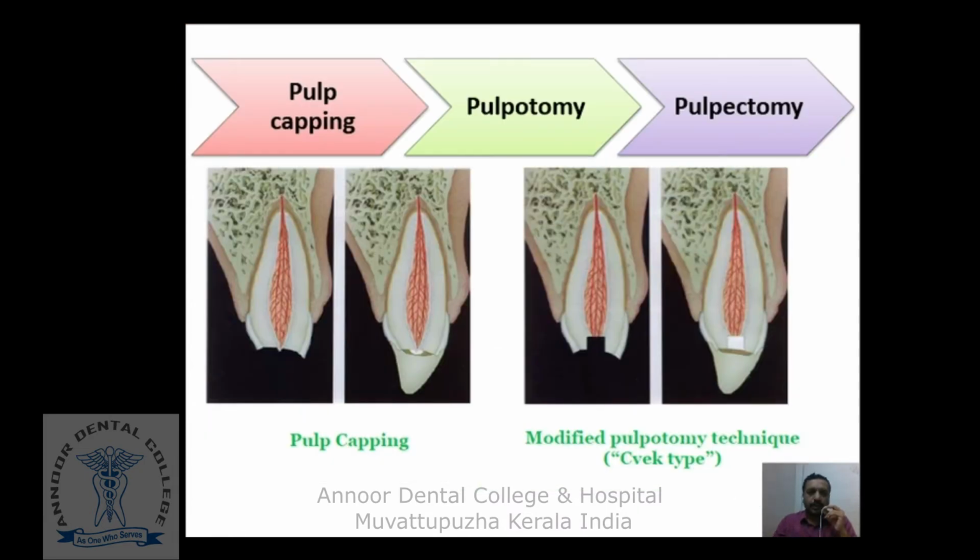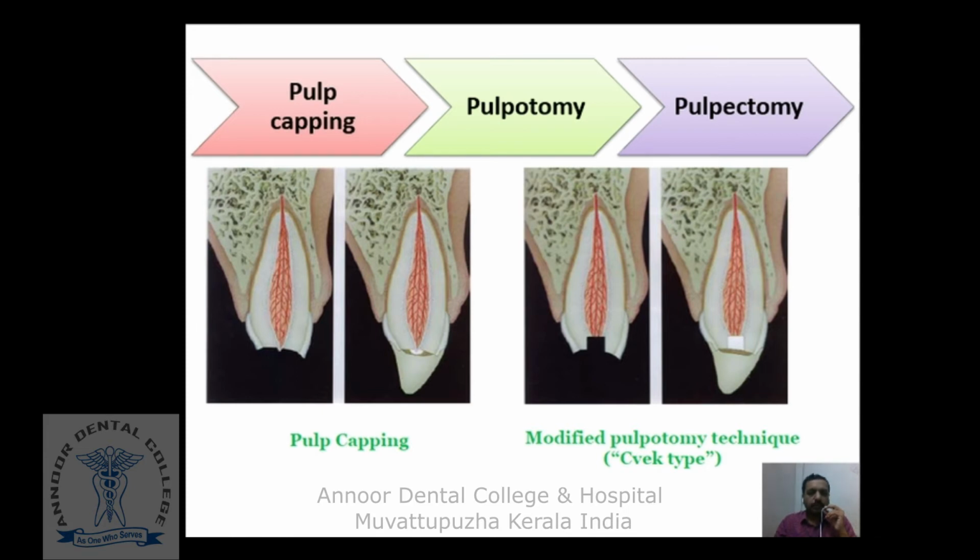So, based on the degree of pulp exposure and the stage of root development, the following treatment options are there. First one is pulp capping. It is indicated where there is pinpoint exposure of the pulp without possible contamination. In this, the pulpal hemorrhage is controlled and a pulp capping agent like calcium hydroxide, MTA, or Biodentine is placed over the exposed pulp and the tooth is restored.